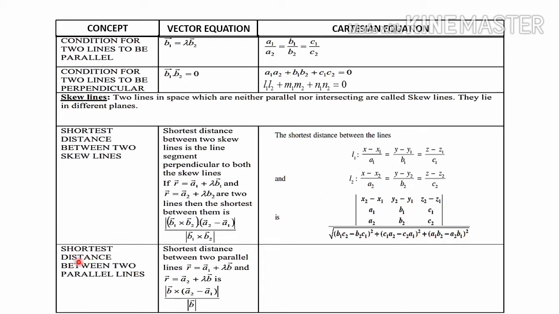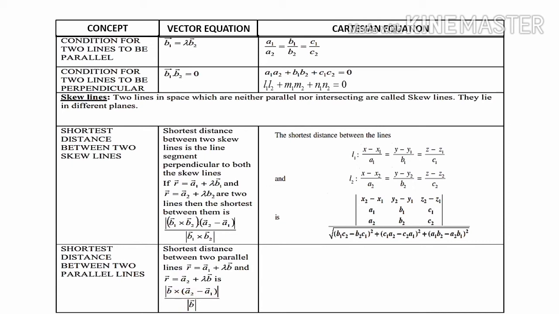Next, we have learned about the shortest distance between two parallel lines. There also we used the modulus together while studying, but here using separately, so it's not a problem, both are same. Which one is convenient, you can use that one. Here distance is modulus of b cross a2 minus a1 divided by modulus of b.